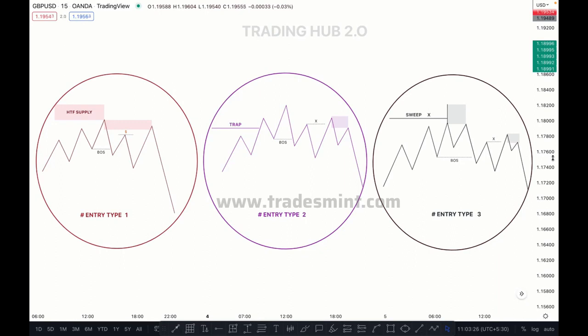And I will show you one more interesting thing, how we can take entry without mitigation of a higher time frame order block zone. I will show you exactly how we can apply three types of entry. These three types of entry can cover more than 80% of entry zones, and the maximum number of entries we can cover. Only follow these rules. These are very powerful and very unique. Let me show you exactly how it actually works.